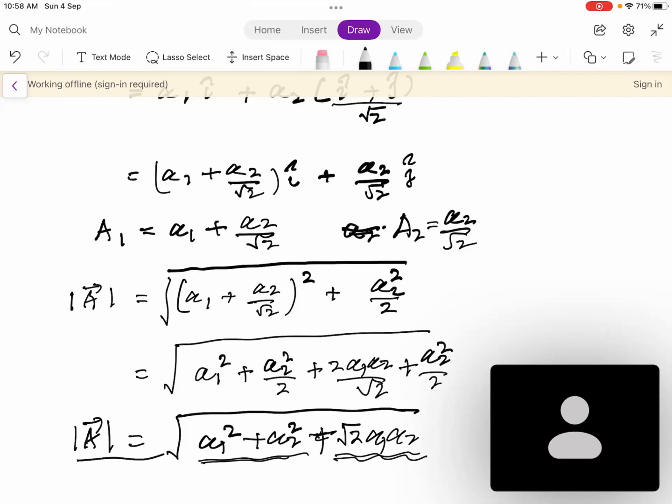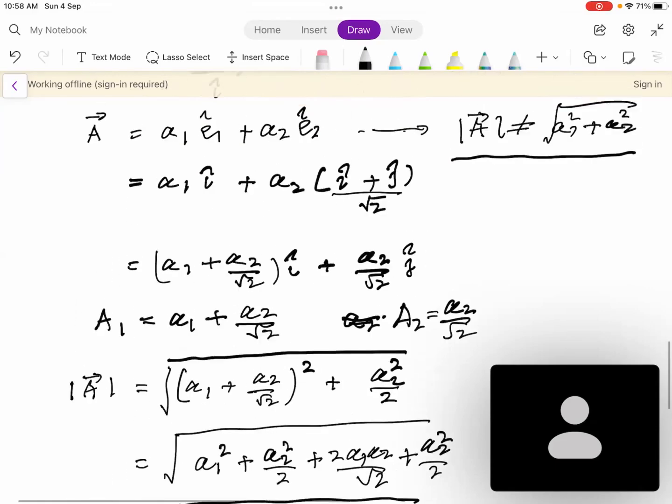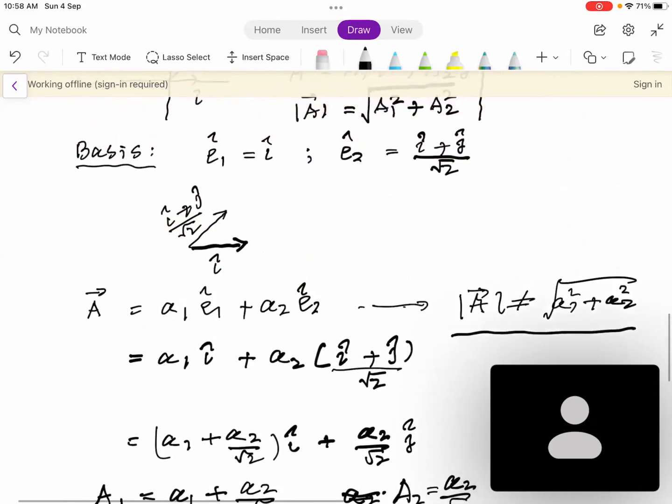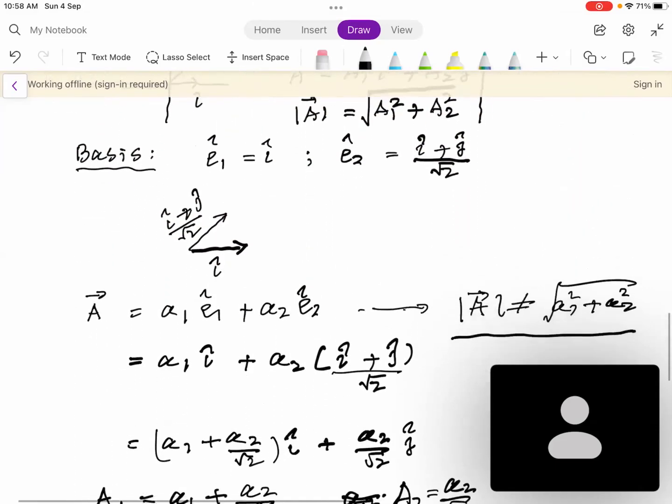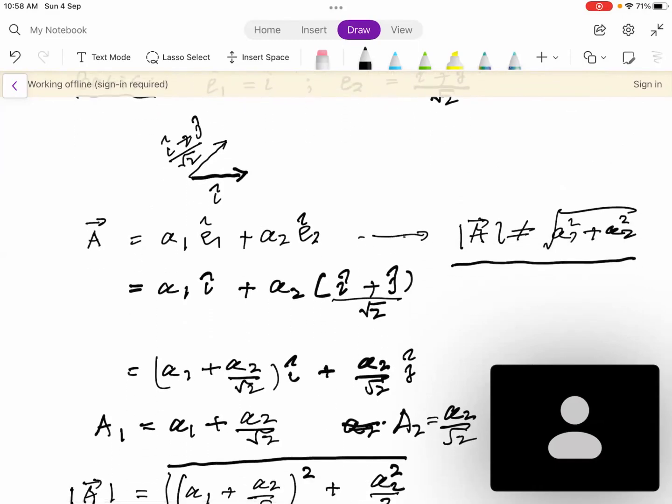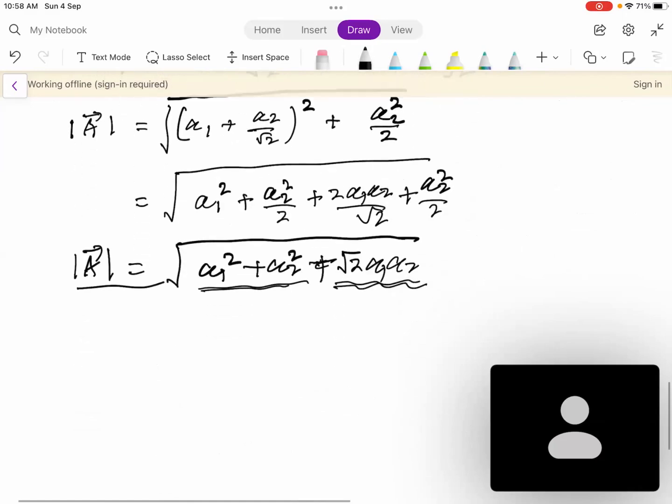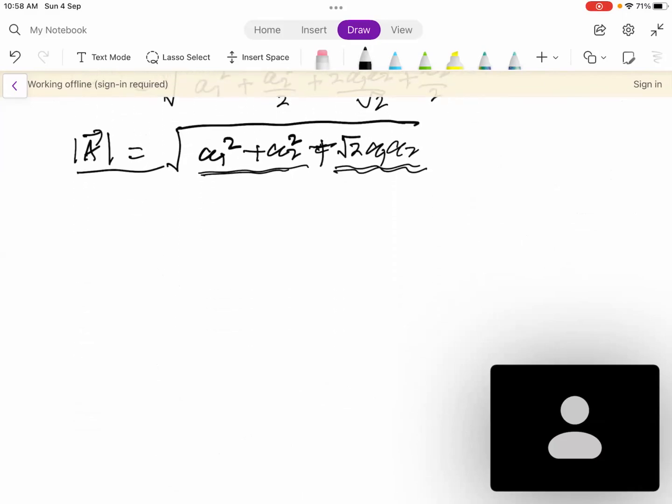Okay, but how do we get this norm? Now that we know that this E1 and E2 are given in terms of I, J, K, I'm able to show you that the norm is this. But suppose I am given some E1, E2 and I know A in terms of E1, E2, how do I find out the magnitude of A? So for that, let's understand the following. Let's continue with this example.